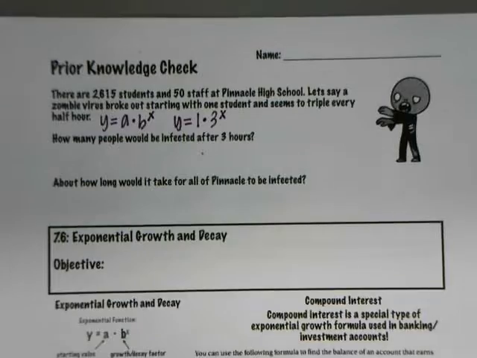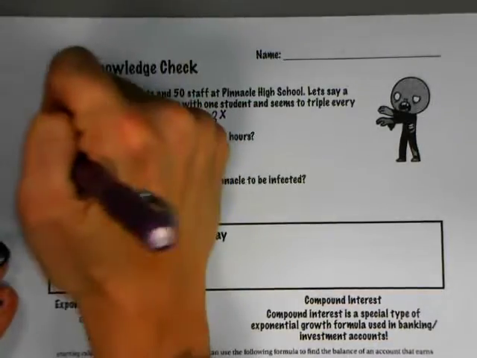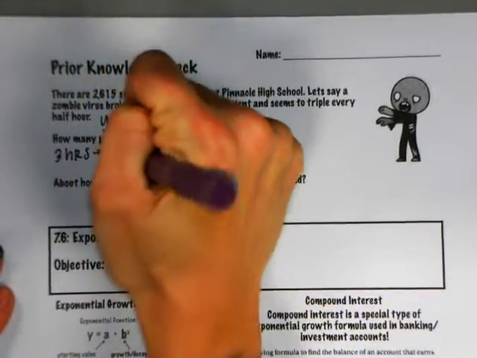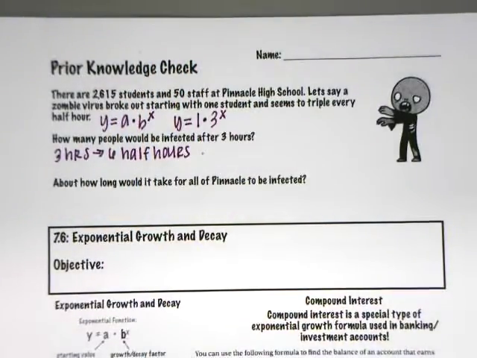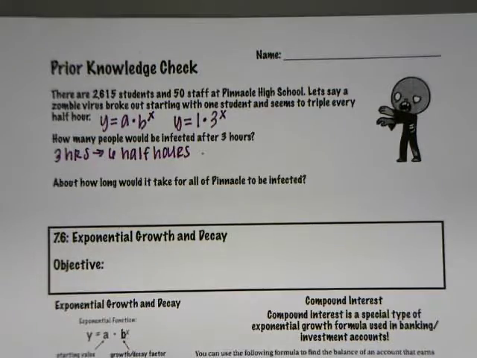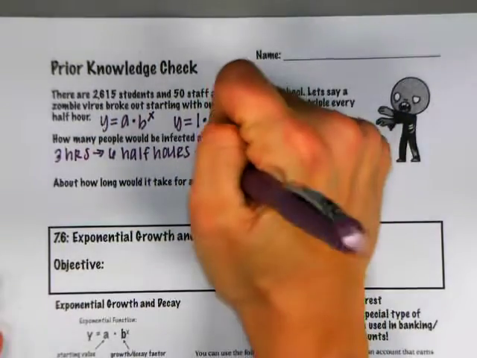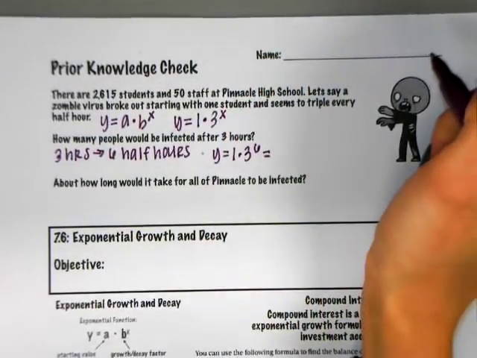So when it says how many people would be infected after 3 hours, it says that this happens every half hour. So how many half hours is 3 hours? Okay, so now you just need to put that in for the exponent. So y equals 1 times 3 to the 6th power. So what's that equal?